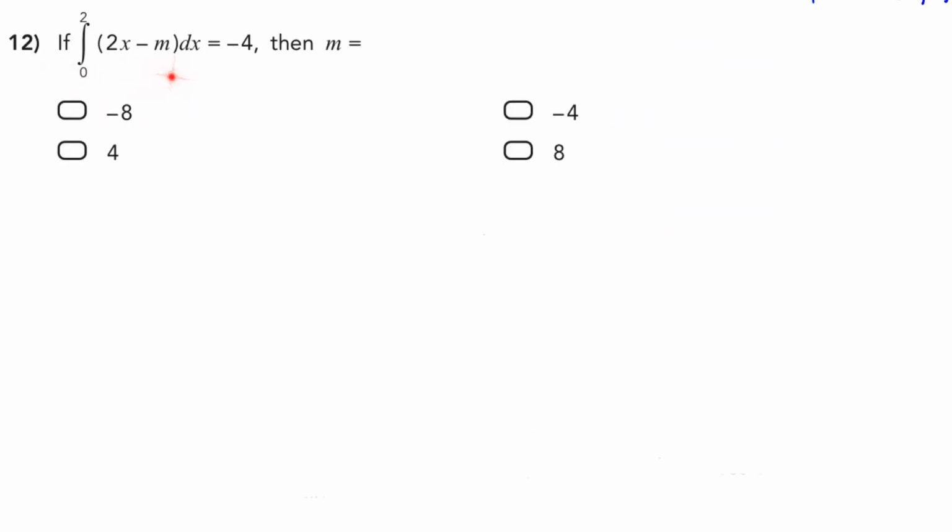One more integral question. So when we integrate this function from 2 to 0, the answer is negative 4. So what is the value of m? So let's integrate it. And when we integrate it, we'll get 2x squared over 2 minus mx. M is a number. So whenever you have a number, you will put x. And then remember to put the square brackets, 2, 0.